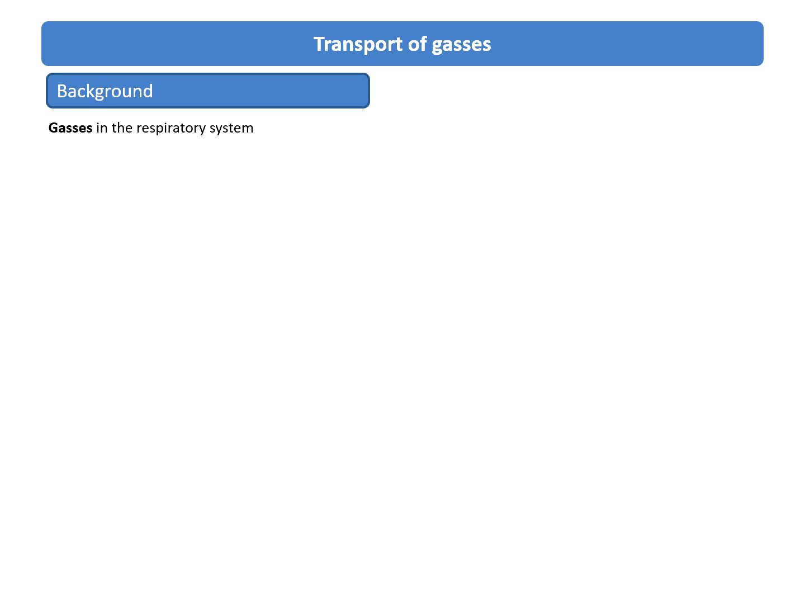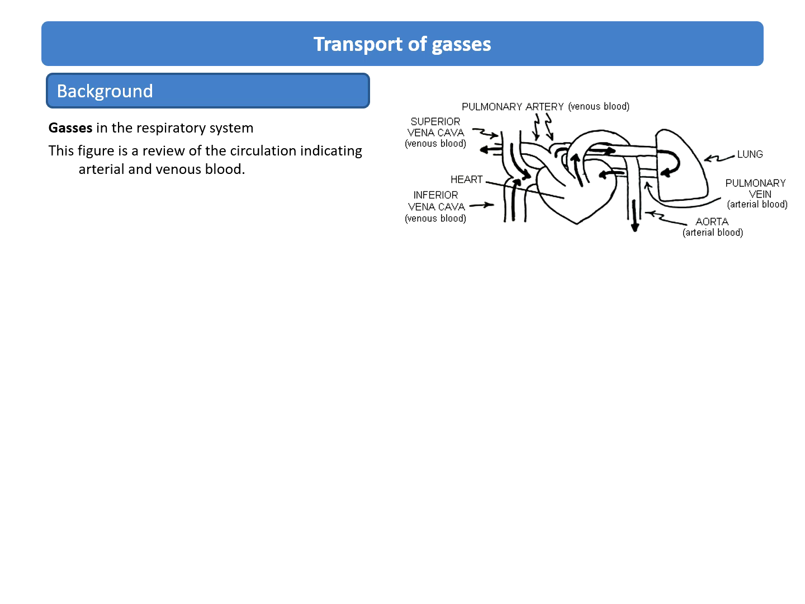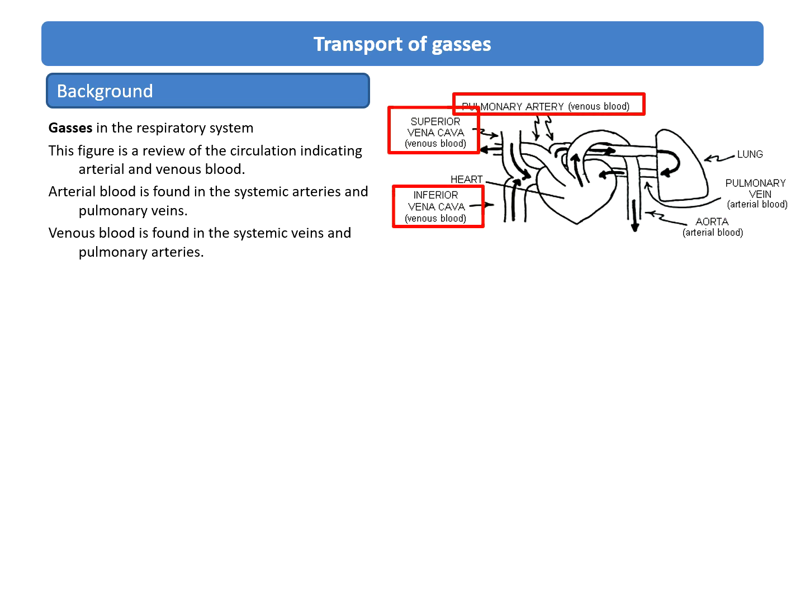Let's look at the gases in the respiratory system. This figure is a review of circulation, indicating arterial and venous blood. You may remember this, but let's summarize. Arterial blood is found in the systemic arteries, such as the aorta, and the pulmonary veins. Venous blood, on the other hand, is found in the systemic veins and the pulmonary arteries. Remember, arterial blood is oxygen-rich blood. Venous blood has given up some oxygen, so it's oxygen-poor blood.